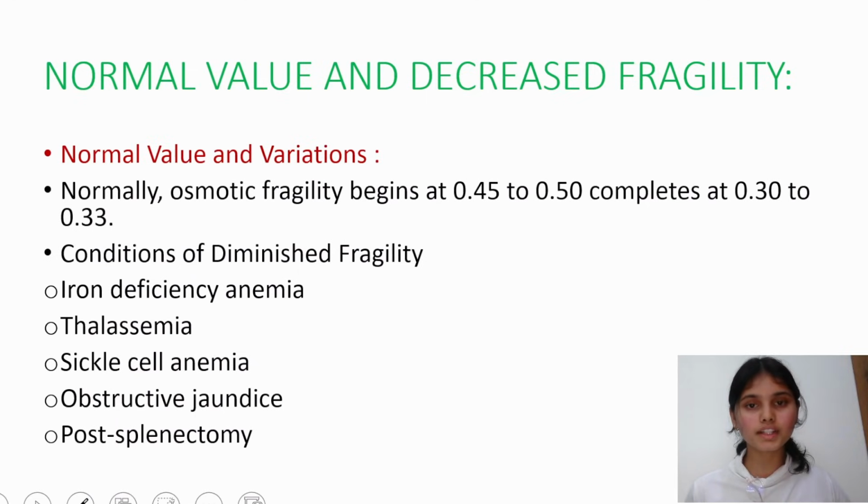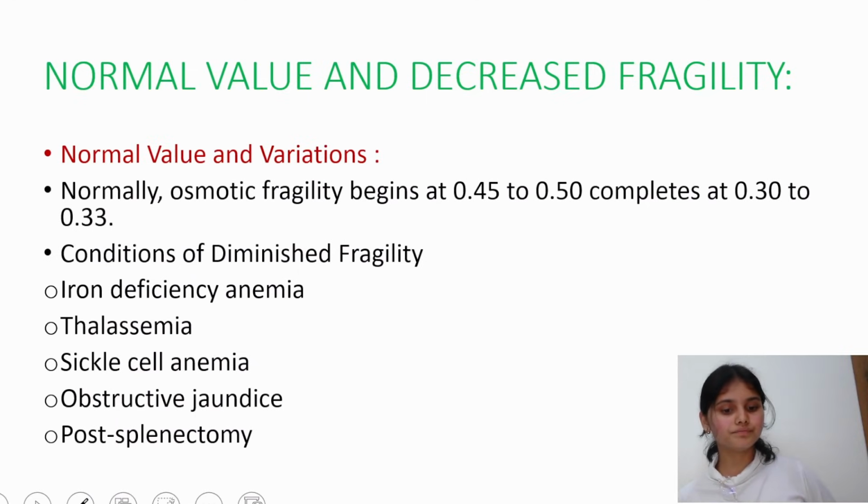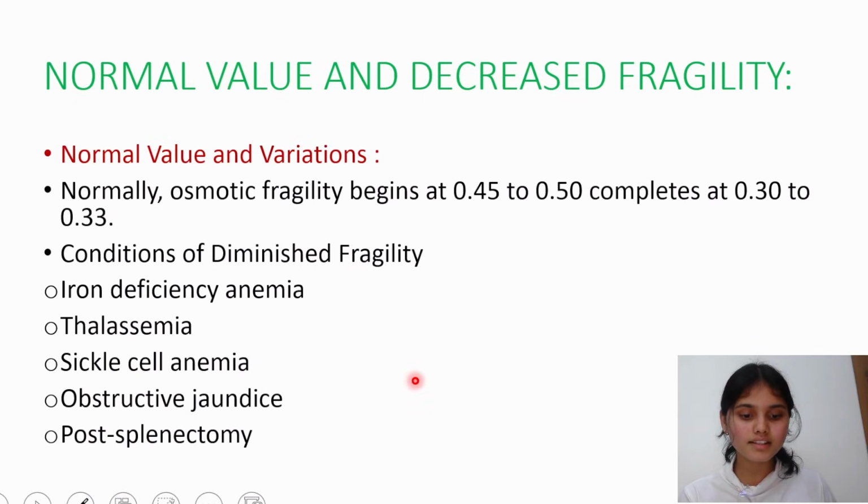Now, conditions of diminished fragility: iron deficiency anemia, thalassemia, sickle cell anemia, obstructive jaundice. Diminished osmotic fragility, as in there is more resistance of the RBC due to which they are less osmotically fragile. We already know that we'll see that in sickle cell anemia. Now you're going to know that it is also in iron deficiency anemia, thalassemia, obstructive jaundice, and post-splenectomy.